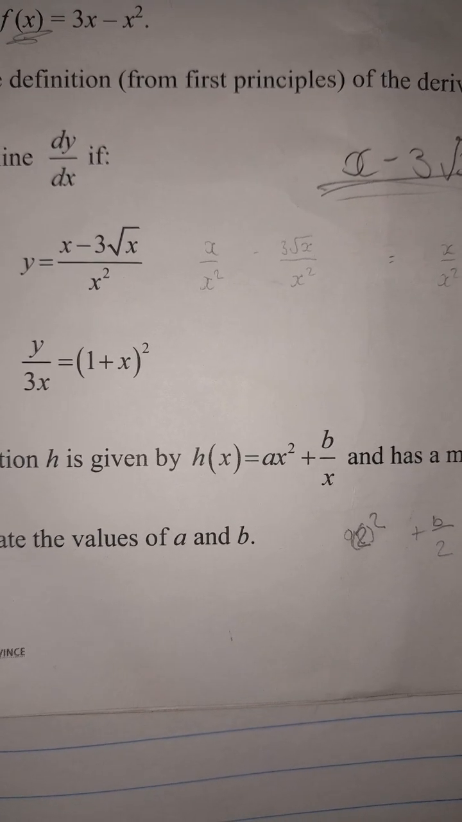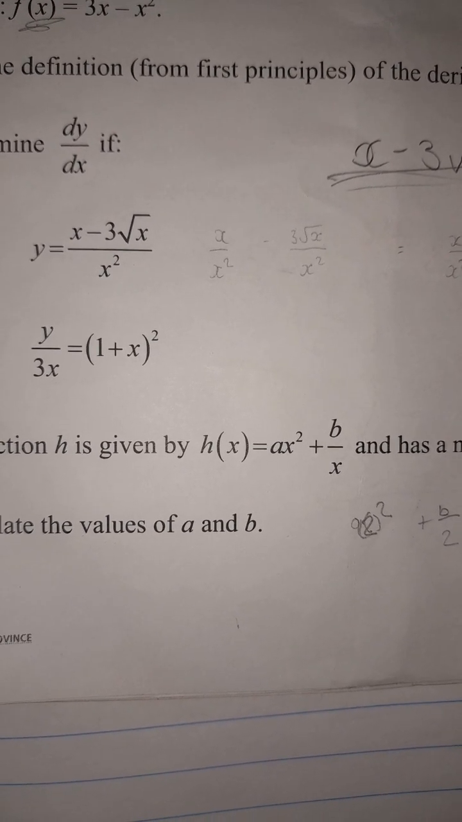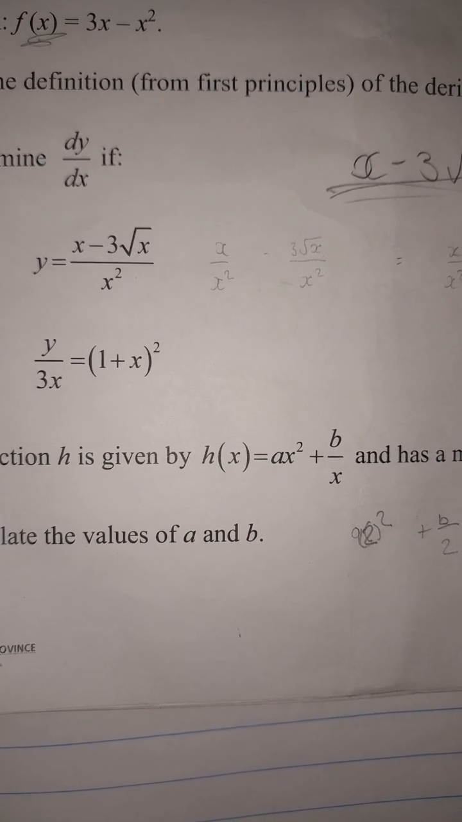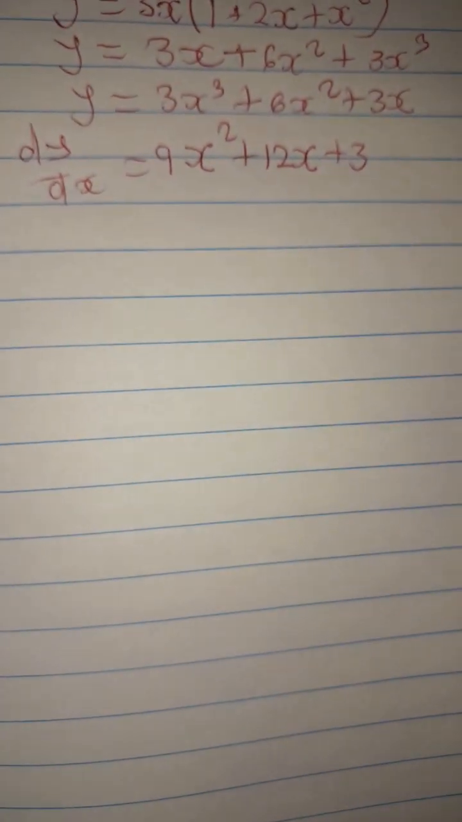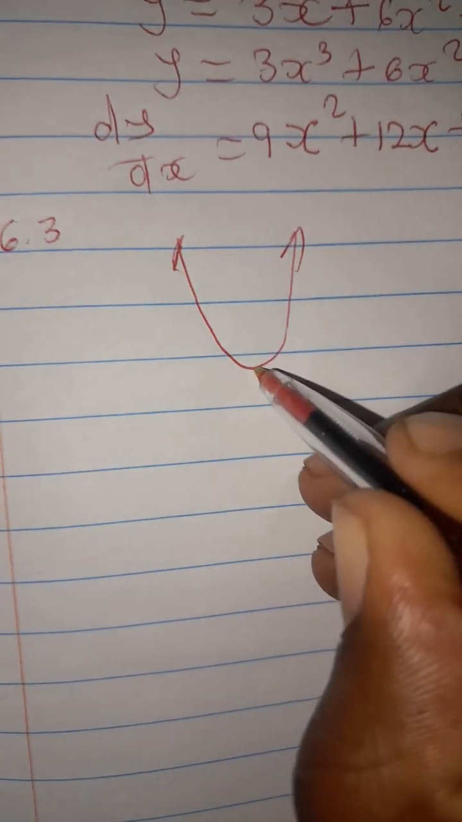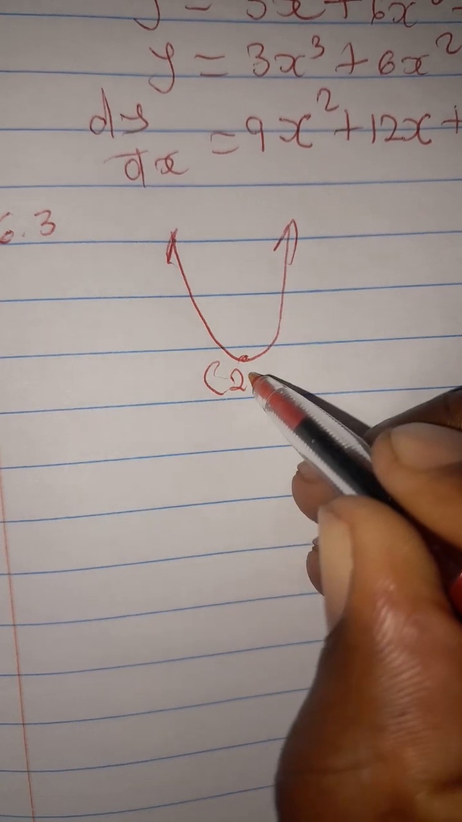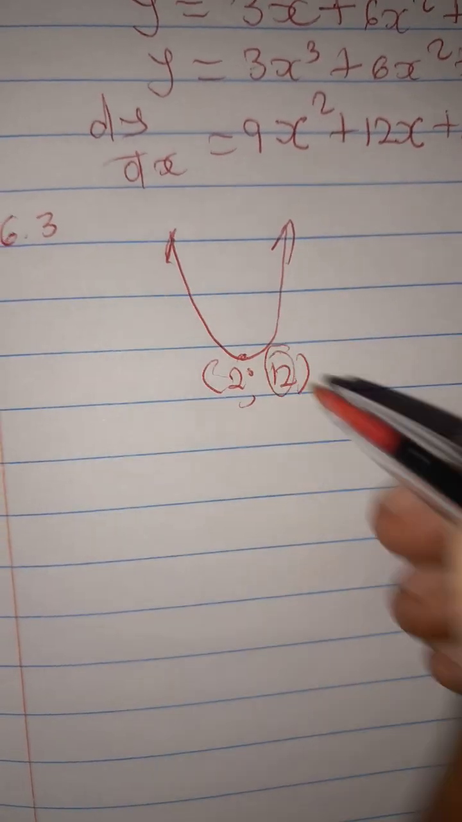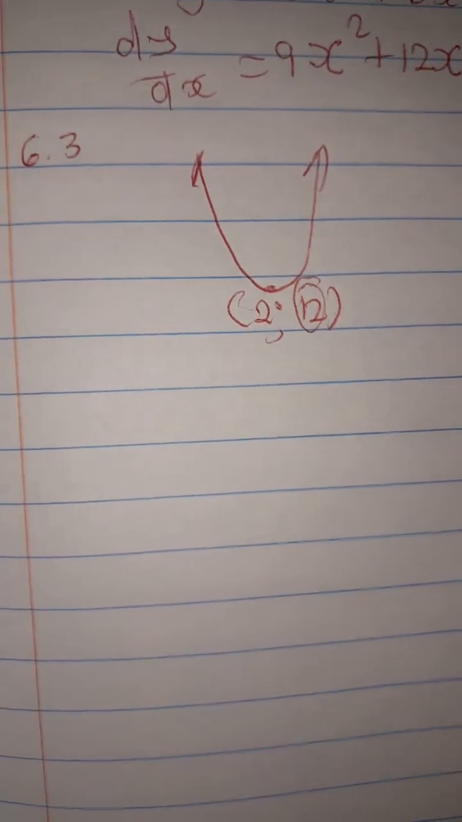How do we see that? Because the minimum value is 12, and we are also given the x value, which is 2. So that's the x turning point. So I will advise that let us draw this. Okay, so it will be 2 and 12. Remember, 12 is our minimum value, and hence 2 is our x value.